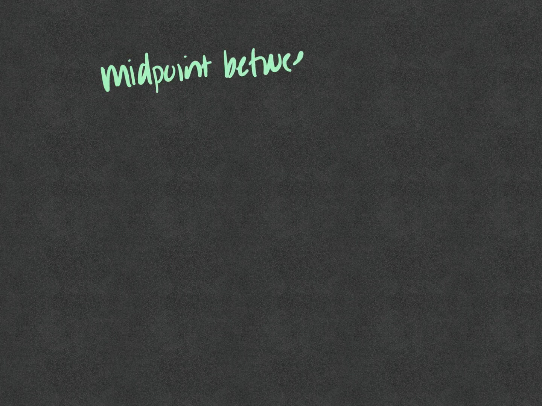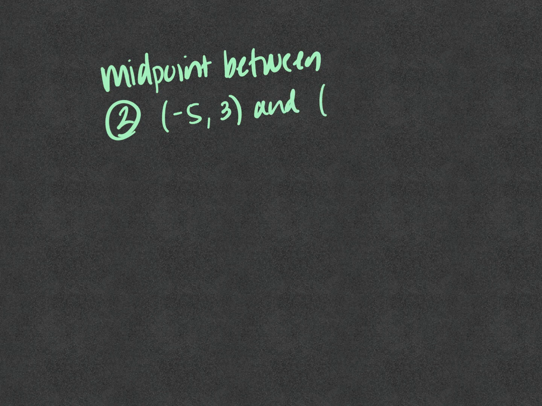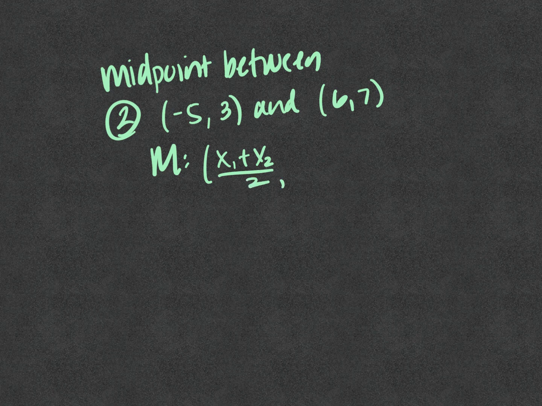So now we're going to find the midpoint between, the directions say find the midpoint between, and let's say for number 2, (negative 5, 3) and (6, 7). So write your midpoint formula, (x1 plus x2) all over 2, comma, (y1 plus y2) all over 2. It is a point. It is the midpoint. And pause the video and do the problem, and then come back and work through it with me.